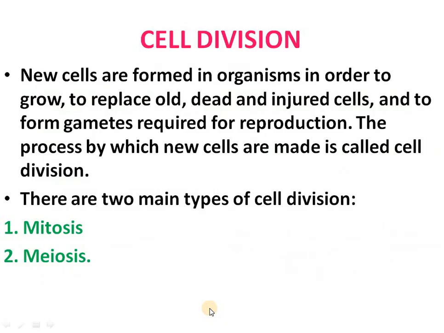Clear? Let's proceed further. Cell division. Students, why does a cell need to divide? Cells need to divide to replace old, dead and injured cells and to form gametes required for reproduction. That is why cell division is required. What is cell division? This is the process by which a single cell will divide into two or more cells. There are two types of cell division: mitosis and meiosis.